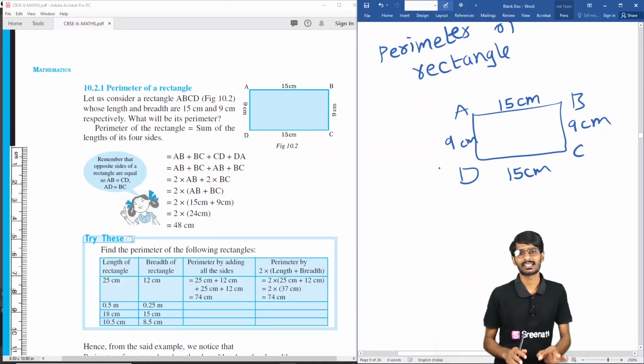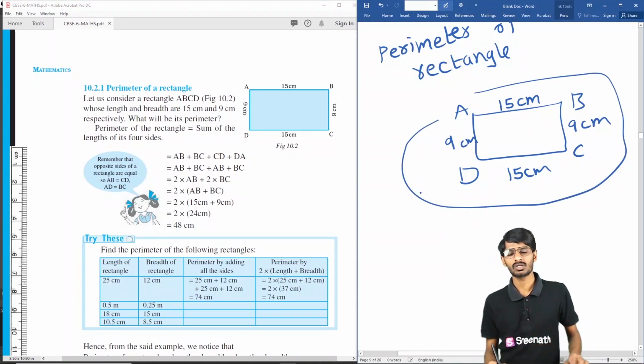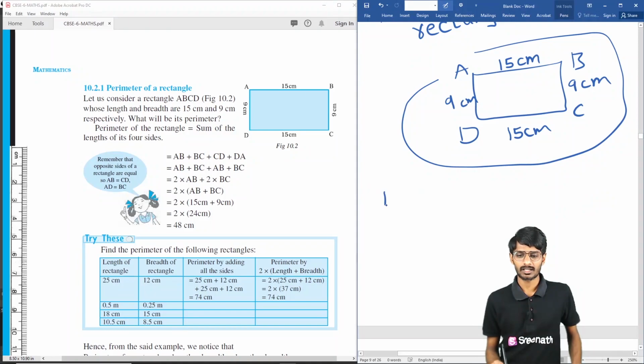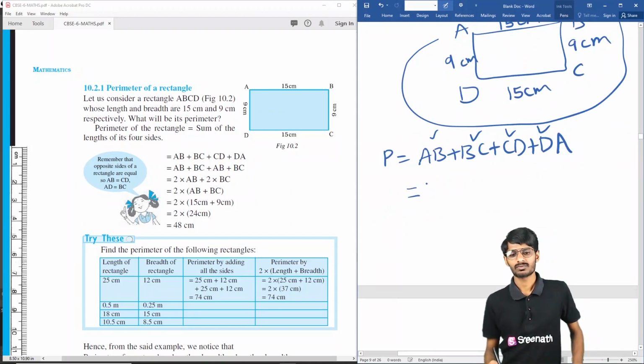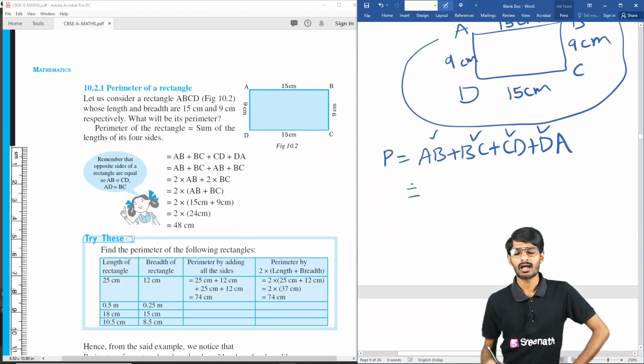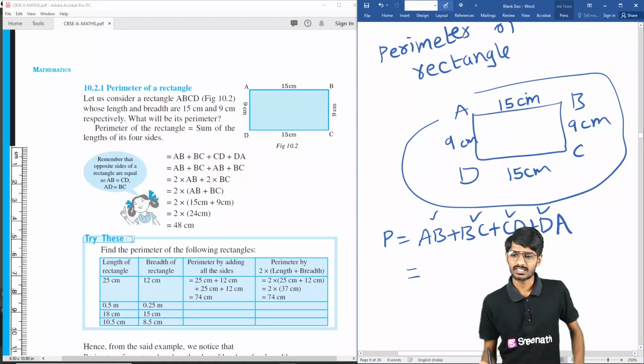We know perimeter is nothing but the total distance along the boundary of the closed figure. So here what does perimeter mean? We represent it with a small p, the total distance, which means the sum of the four sides. So P equals AB plus BC plus CD plus DA. I have written all four sides. And here I am doing some substitution. This side is 15 centimeters, this side is also 15 centimeters.